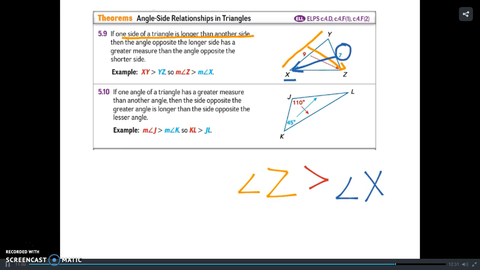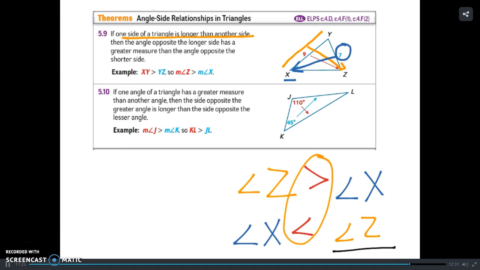So you could write this inequality this way: angle Z is greater than angle X. They might have left you a fill in the blank, and put it as angle X is less than what angle, with a blank, and you'd have to say it's less than angle Z. So just be prepared. It could be written either way, depending on the directionality of that greater than, less than sign.